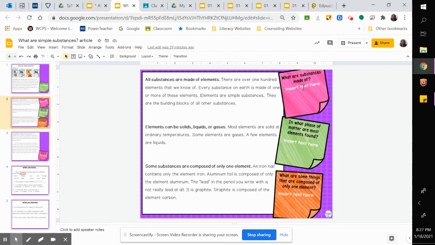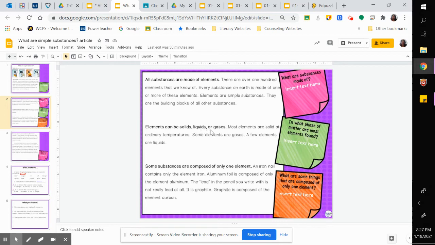Here, look at this question. What are substances made of? They tell us here, all substances are made of elements. Look at our first sentence here, our topic sentence. They're basically saying these elements, as we listed some on the previous page, there's over 100 of them on this periodic table that we'll learn more about in the next few weeks. And so every single thing on Earth is made of one or more elements together.